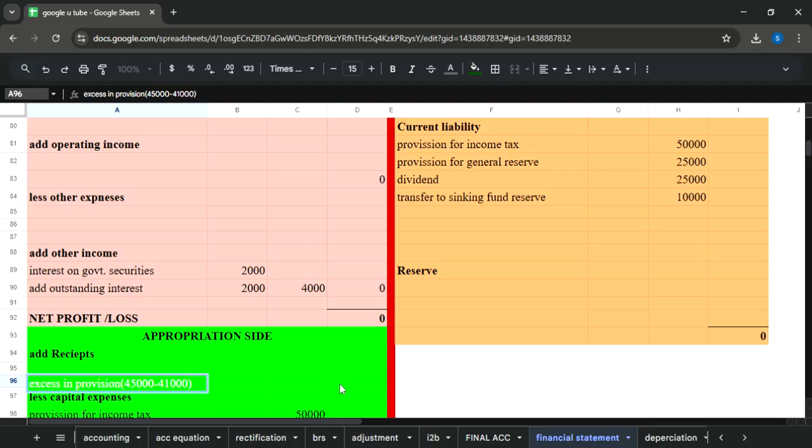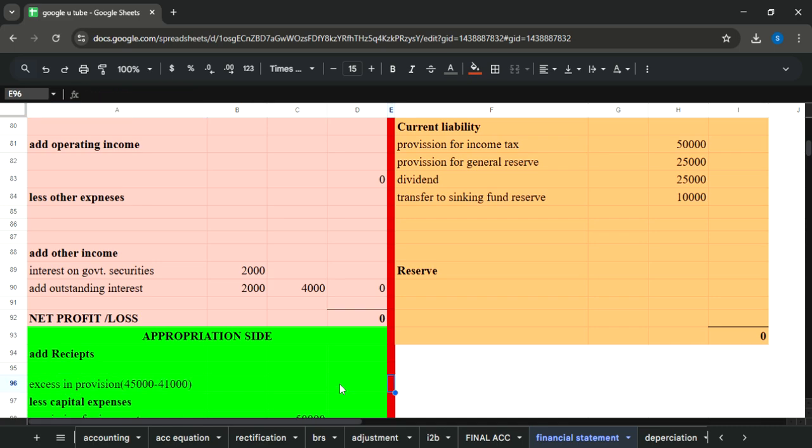A very simple sense can be used. 45,000 you have saved to pay income tax, while the liability of income tax was only 41,000. It means out of 45,000, only 41,000 were used. The remaining 4,000 would be considered as your excess income, but it is a kind of appropriation nature. That is why you are mentioning it on the income side of appropriation.